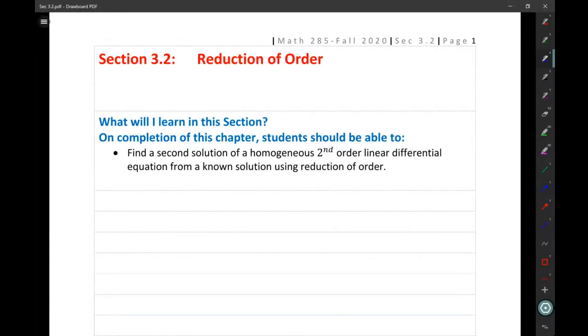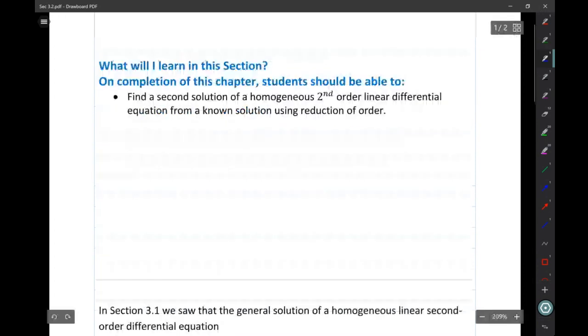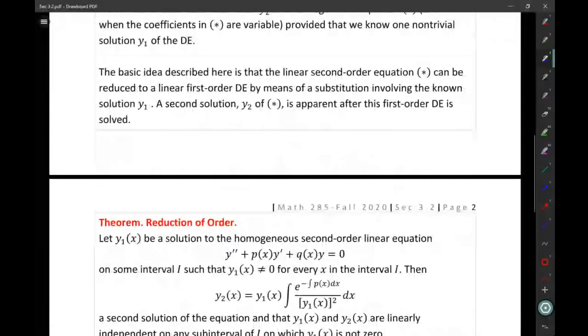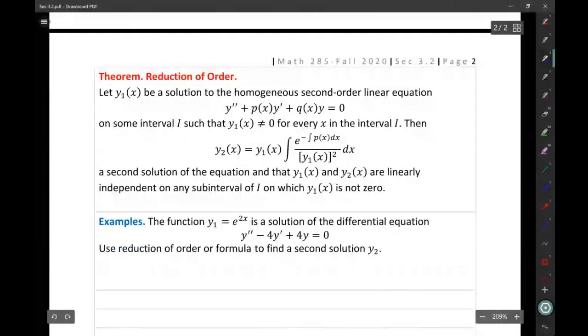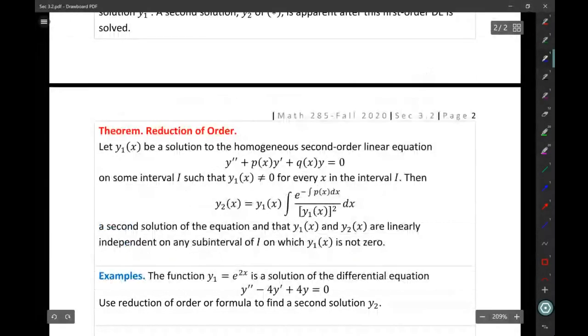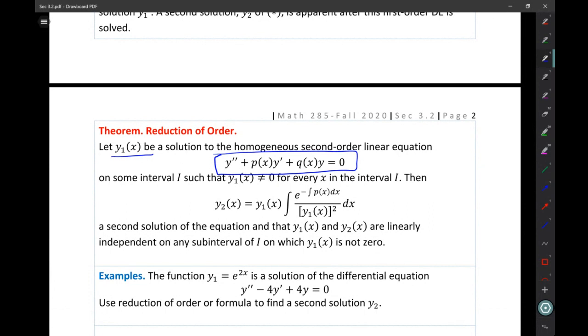And today we will go to section 3.2, which is the reduction of order. In this section, we have just one single idea: if y1 is a solution to the homogeneous second order differential equation in the form y'' + p(x)y' + q(x)y = 0, then how can we find the second solution?